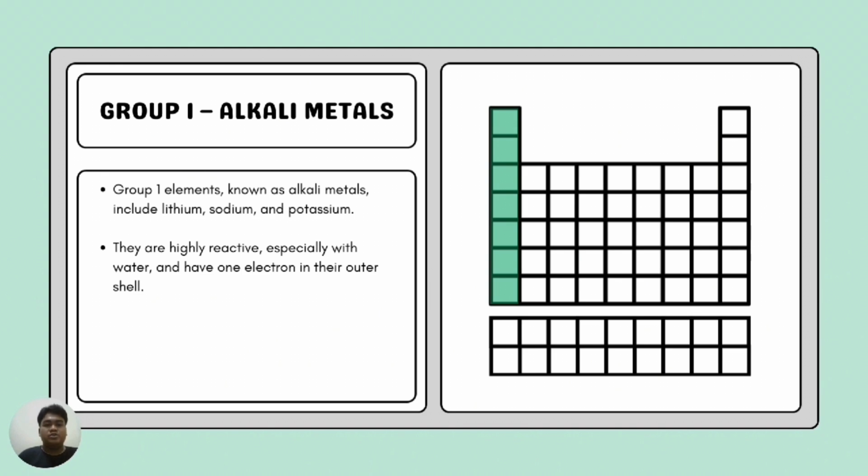The introduction, Group 1 alkali metals. Group 1 elements are known as alkali metals, as we know. They include lithium, sodium, and potassium. They are highly reactive, especially with water, and have one electron in their outer shell, which they lose easily, forming 1+ ions.